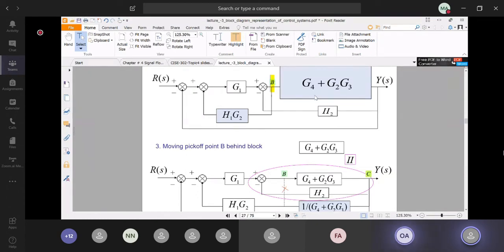So as we said, if the block is at the output, all the outputs will get 1 over the gain, while the input will get the same gain. And in the opposite way, if the gain is at the input, all the outputs will get the same gain, and the inputs will get the opposite gain.